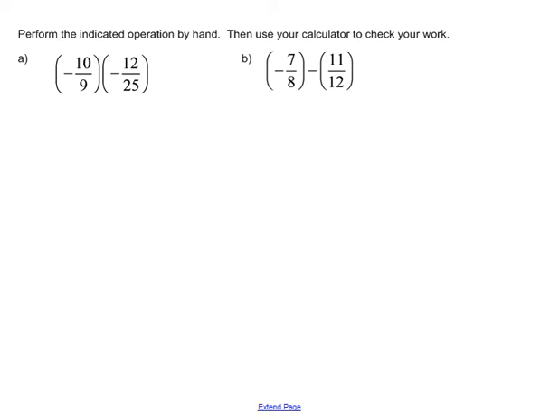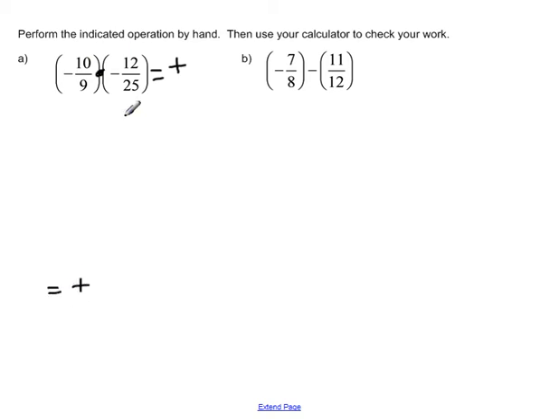Perform the indicated operation by hand, then use your calculator to check your work. So our first problem we can see is going to be a multiplication problem because those two parentheses are jammed up right next to each other with no other operation sign showing. So we know that that's going to be multiplication. And we also know that when we multiply a negative times a negative, we're going to end up with a positive result. So we know that our answer is going to be positive, so I want to just keep track of that positive down there.